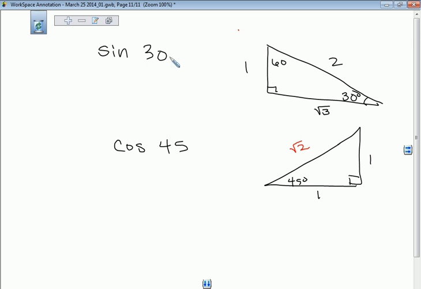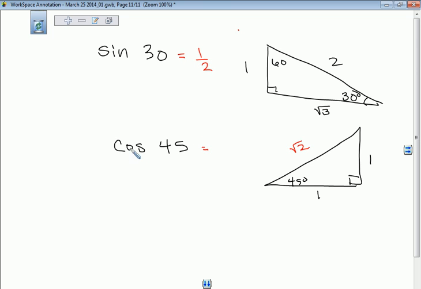If I ask you for sine of 30 without a calculator, you ought to be able to draw this special right triangle and go, okay, 30's here, so the short leg is x, which we can represent with 1. The hypotenuse is 2x, which we can represent by a 2. And the long leg is x times the square root of 3, and 1 times the square root of 3 is just the square root of 3. So what would sine of 30 be? Opposite over hypotenuse, 1/2.